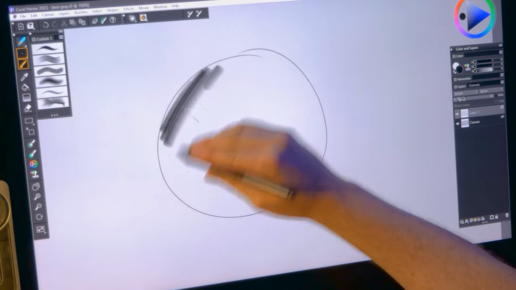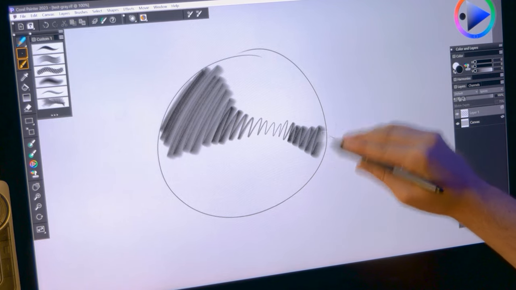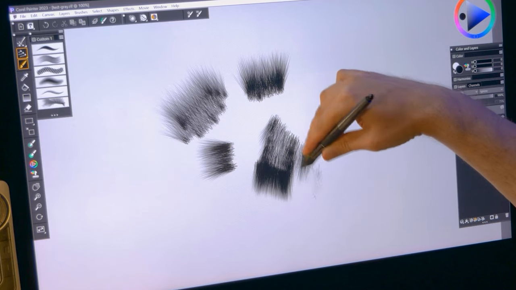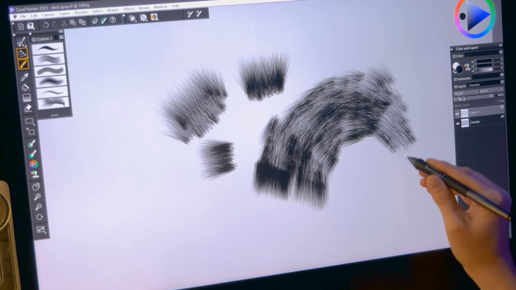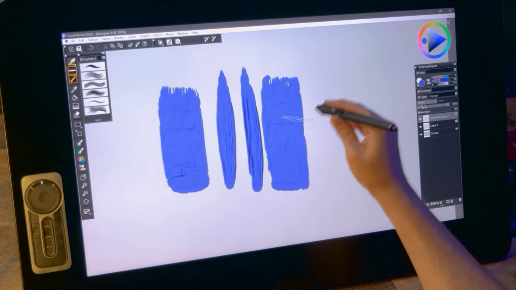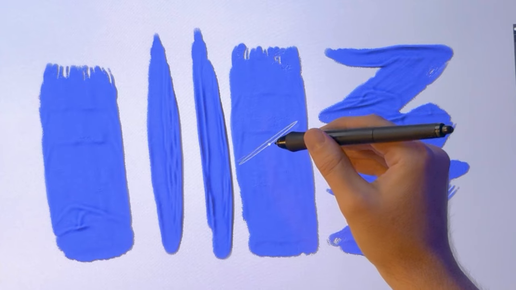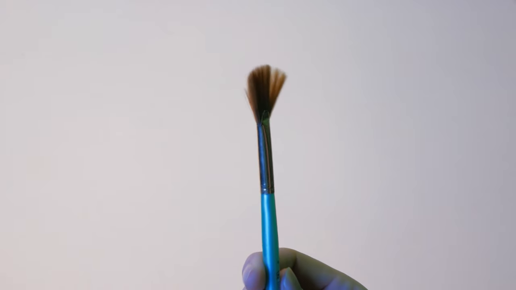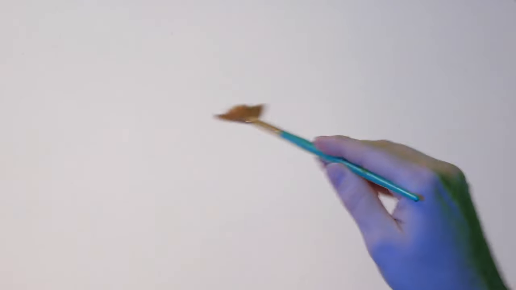And last, tilt and rotation are not essential, but they are very useful features to have if you want a traditional look and feel. Only certain Wacom tablets support rotation, and you'll need the Wacom Art Pen and an application that supports rotation. Rotation allows you to rotate the barrel of your pen to rotate a flat dab. This is similar to how you would work with a flat bristle brush or palette knife.